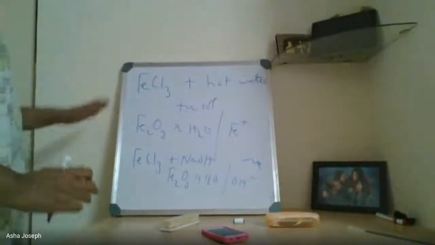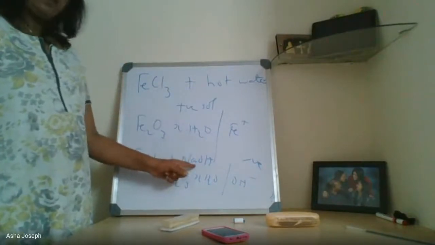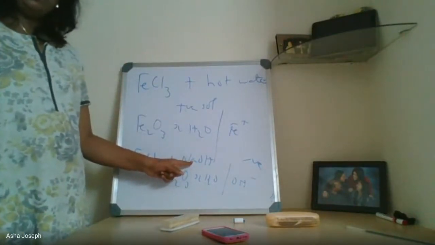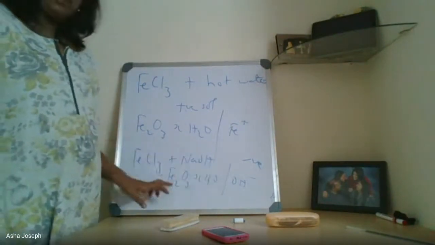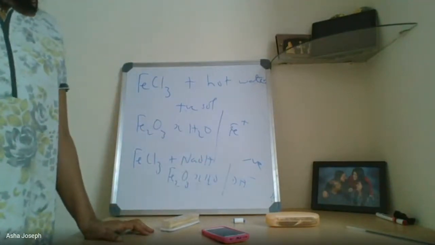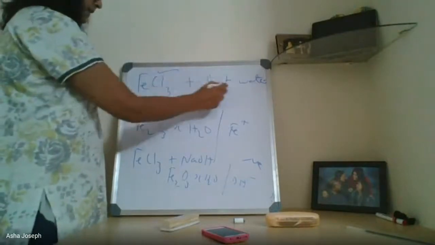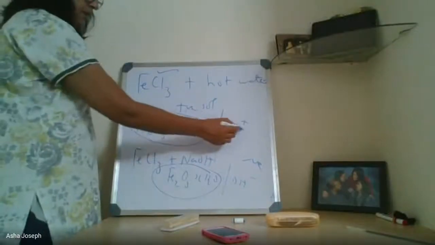Okay. This is the second example. If the same ferric chloride you add to NaOH solution, then you will get a negative sol in which the precipitate, Fe2O3.xH2O, adsorbs negative ions. You will get a negative sol. And for FeCl3 plus hot water, you will get a positive sol. Here, this is the precipitate. It is the same, only the adsorbed ions are different. That is what Anand asked.